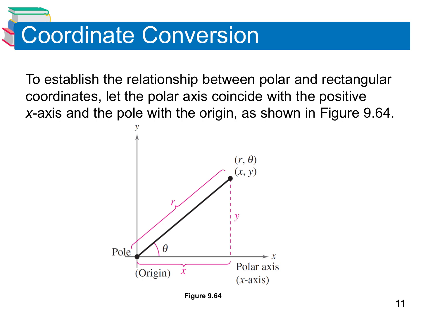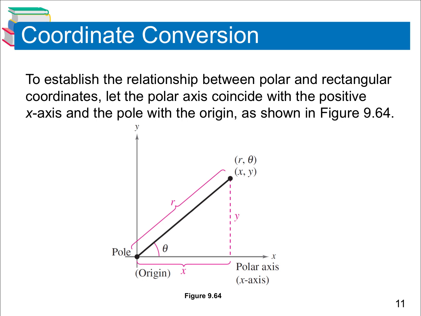You're going to be given an R value, which is a directed distance, and then a theta. So you find the angle you're talking about, and you move out that many rings to get to the point. If it's positive, you go towards the angle. If it's negative, you go away from it. And again, if this is all new to you, you need to watch the 9.5 part one video.